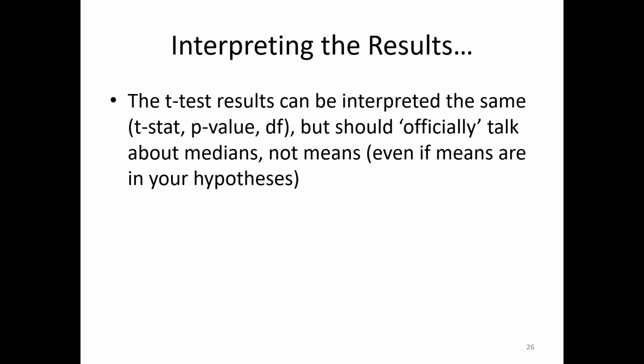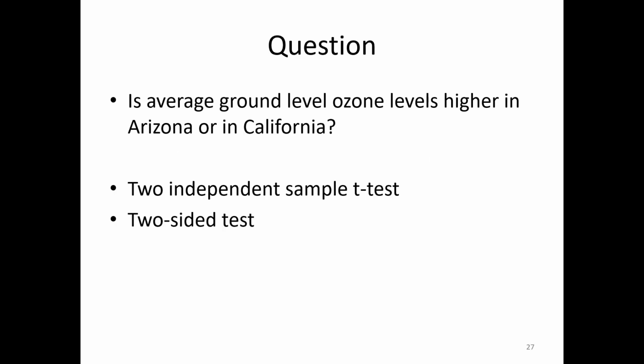So the t-test results itself, the t-stat, the p-value, the degrees of freedom, can be interpreted the same way. But we should officially talk about medians and not means. And this has to do with the logging and then back transforming. Even if we make hypotheses about the means, which we did, the population means, we really now need to be thinking more about the central tendency of the medians. And this gets back to the log of the means is different from the mean of the logs, and I won't derive any of that, but just know that we should really be talking about the medians now.